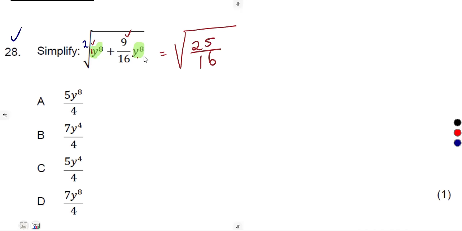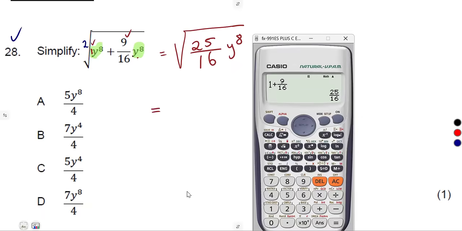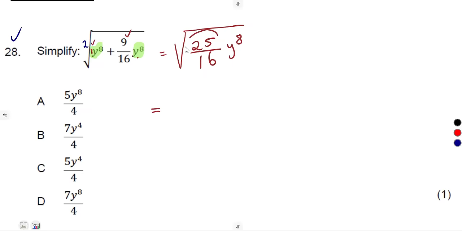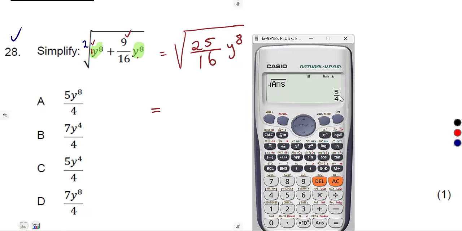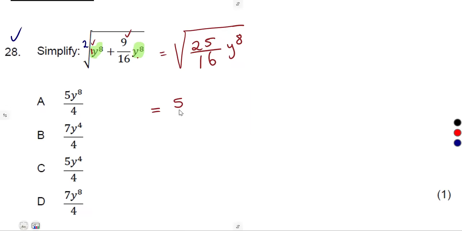25 over 16 y to the exponent of 8, which we can simply evaluate the square root of on our calculator, for the number 25 over 16. Its square root is going to be what? 5 over 4. But what about the square root of y to the exponent of 8? That's where I was saying the number inside of the root sign to the exponent. You divide y to the exponent of 8 by that number inside of the root sign.